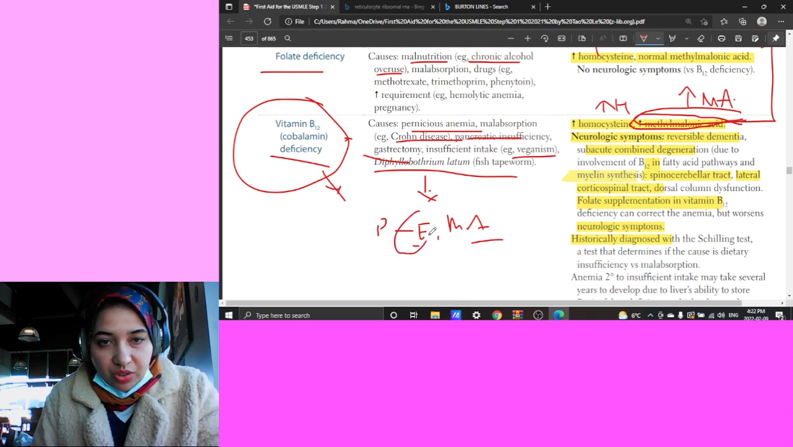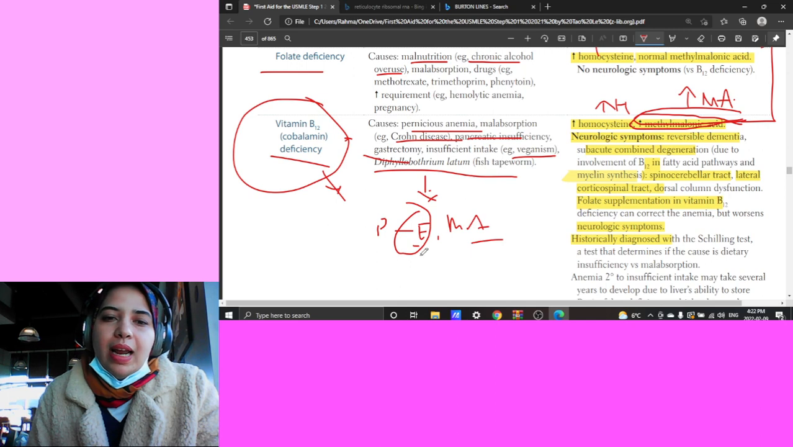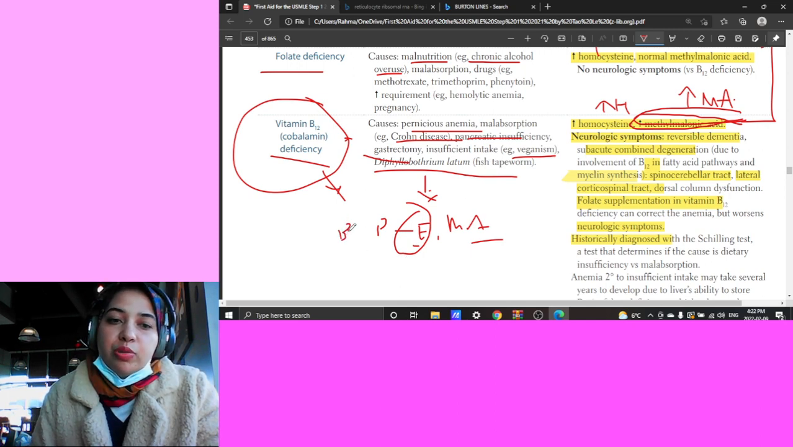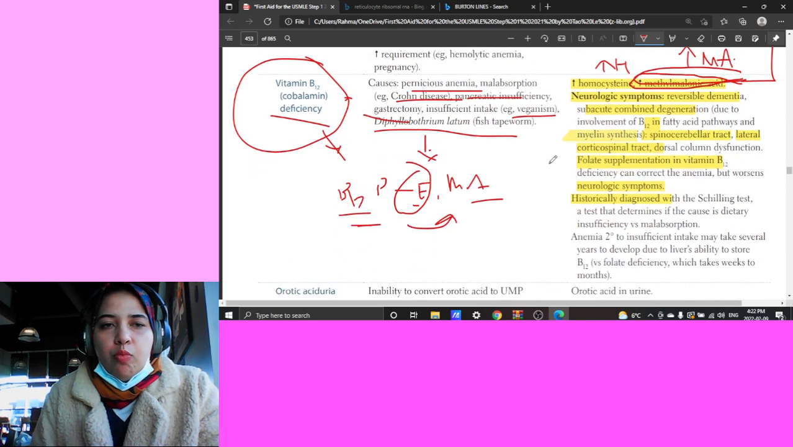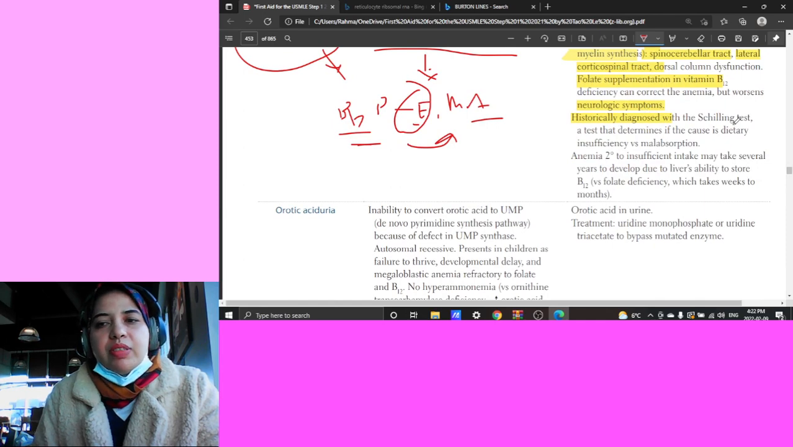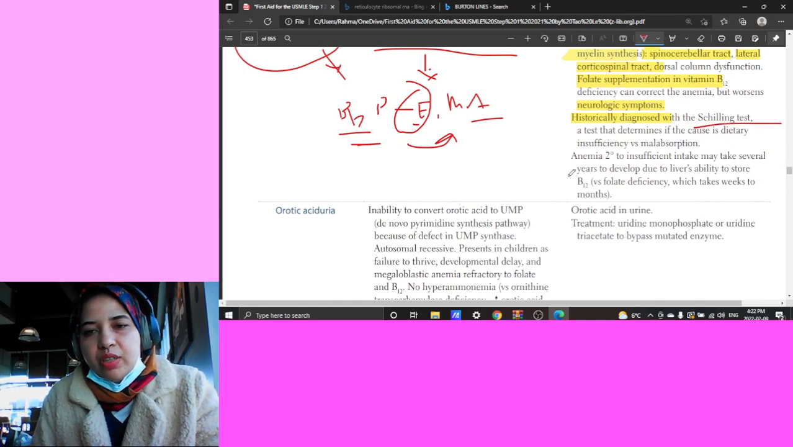Now you have to address the parasite here. Likely it's Diphyllobothrium latum, which competes with vitamin B12 for absorption in the GI tract, and then you're going to have your megaloblastic anemia because vitamin B12 is not being absorbed. So that's another reason to keep in mind eosinophilia with vitamin B12. Those are two buzzwords together. Historically, it was diagnosed with a Schilling test. I've never seen a question on this before.